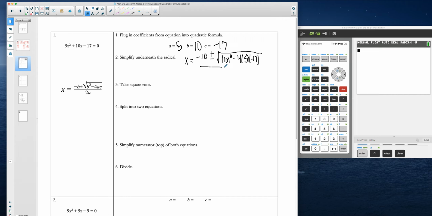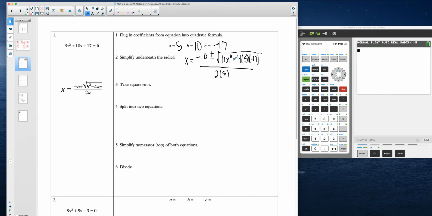So there we go. And then that's over 2 times A. So there you go. Now what we want to do is, once we've entered everything, plug in the coefficients in the equation, that's what we've done.